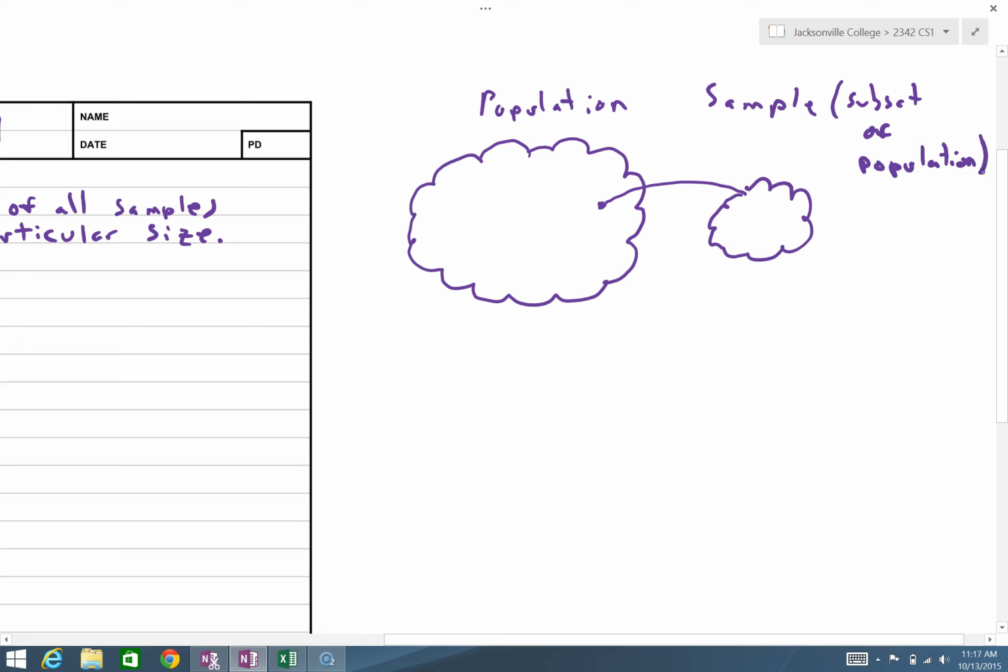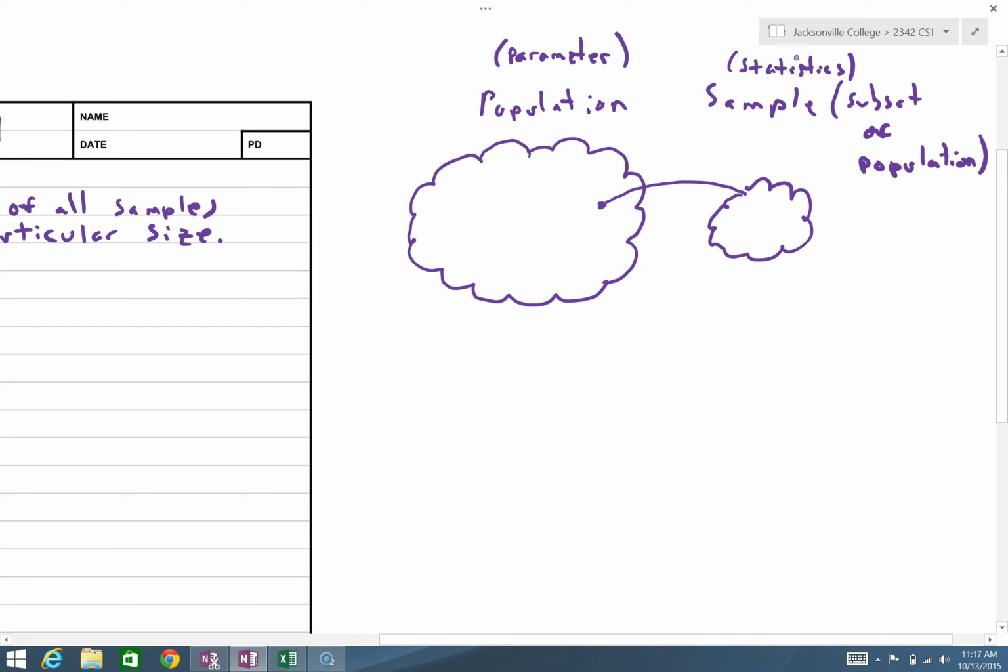Well, we'll have numbers from each one of these. From the population, we have parameters. A parameter is some number describing the population. From the sample, we have statistics. A number describing a sample is a statistic.